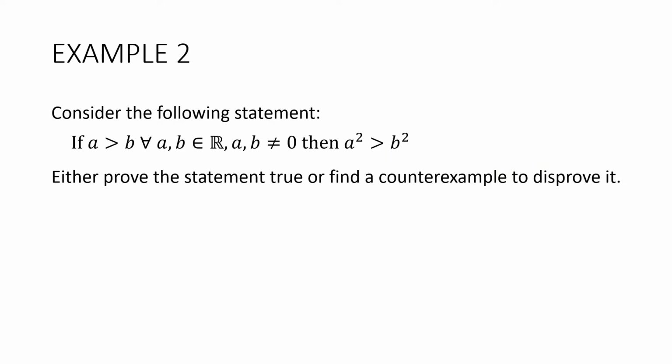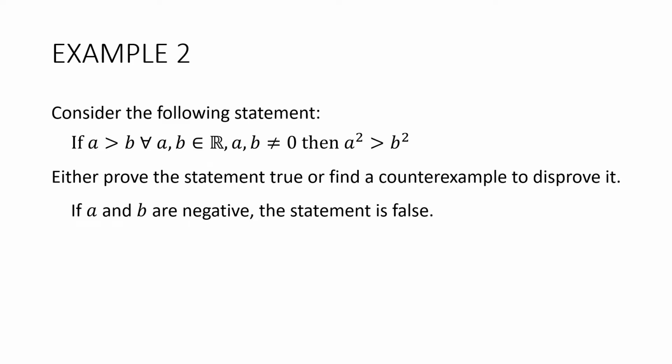Here's another example. Consider the following statement. If A is greater than B for all A and B that are real numbers, and A and B are not equal to 0, then A squared is greater than B squared. Either prove the statement is true or find a counterexample to disprove it. Now the key to this sort of question is to have a look at the definition of your variables. So A and B are real numbers, but they can't be equal to 0. But they can be anything else. They can be positive, negative, irrational, rational, fractions. So can you think of a type of number where A is greater than B, but where A squared is not greater than B squared?